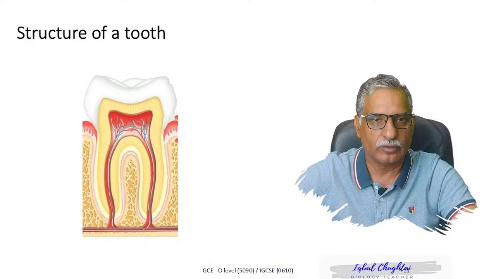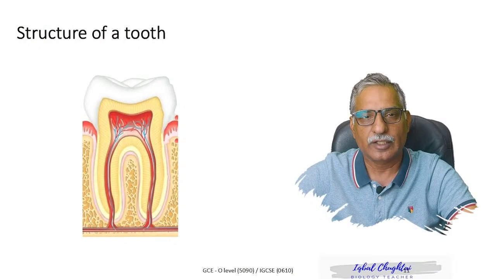So these teeth are well inserted in the jaws. The U-shaped jaw bones, these teeth are well inserted in the jaw bones, in the tooth sockets, and they are well protected and covered around by the gums. Now we will consider the structure of a tooth.